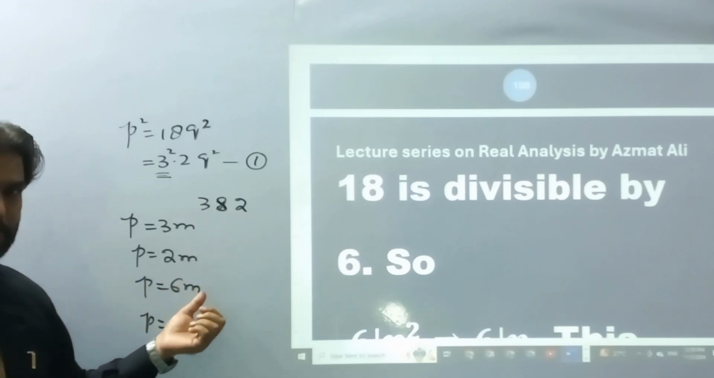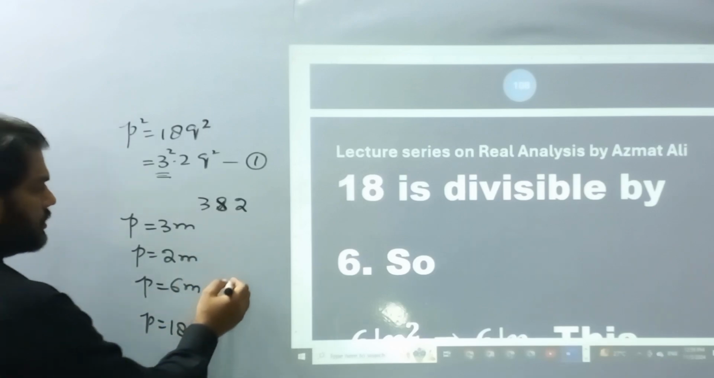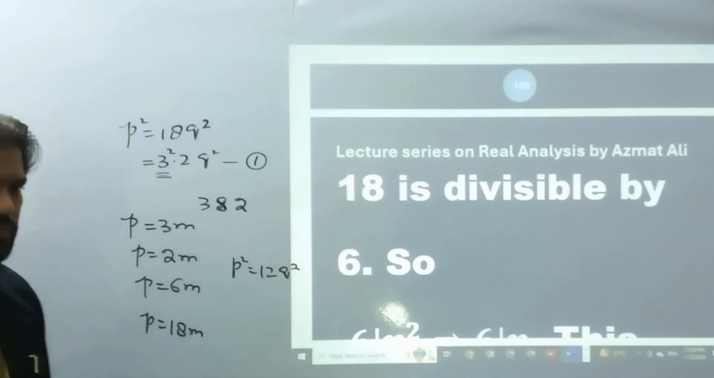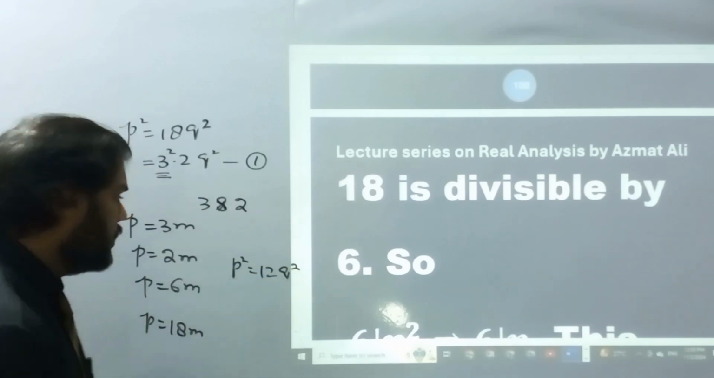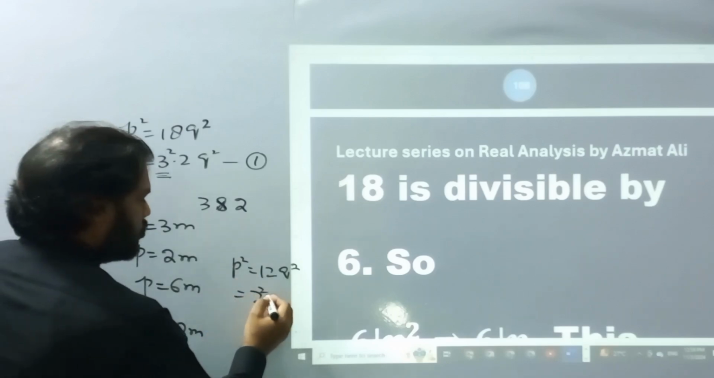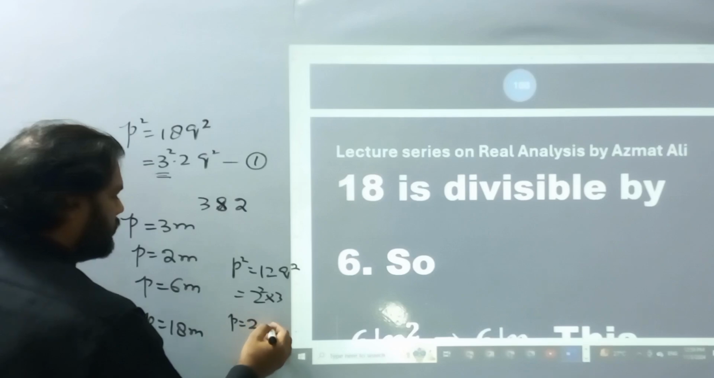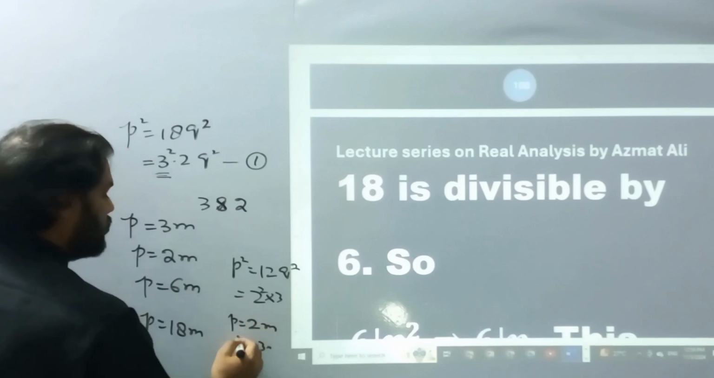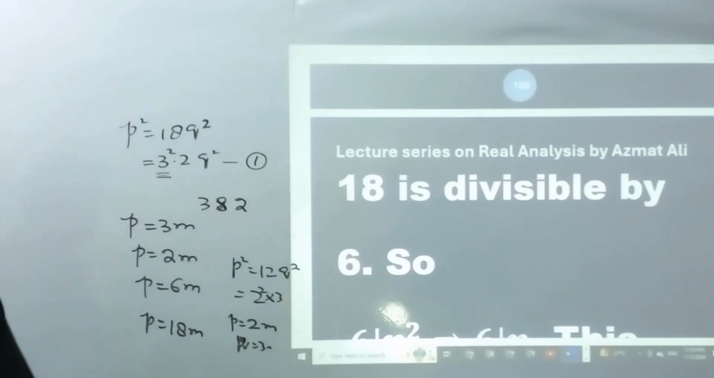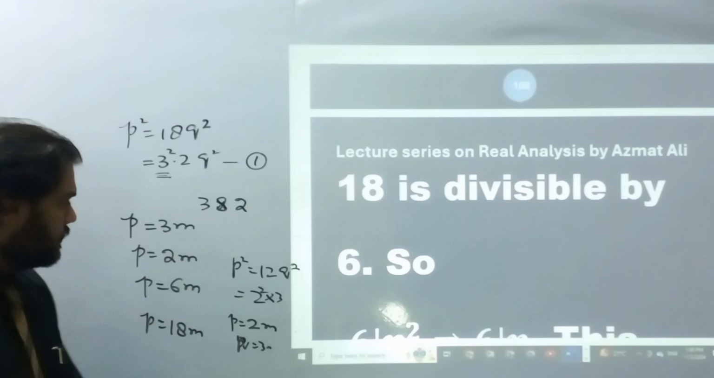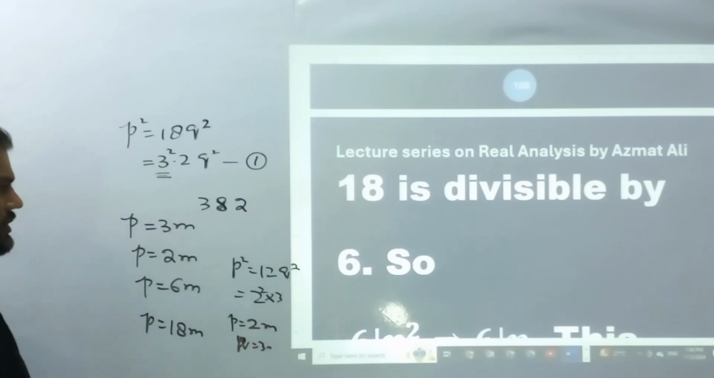In case suppose our p square is equal to 12 q square. If we have to prove the irrationality of square root 12, now 12 can be written as 2 square into 3. So in this case, again you can let p equal to 2m, p equal to 3m, and p equal to 6m. But p cannot be considered equal to 12m. So I am considering here this case p equal to 6m.